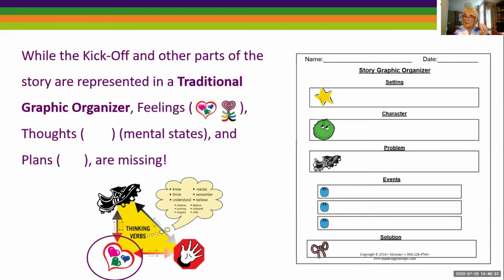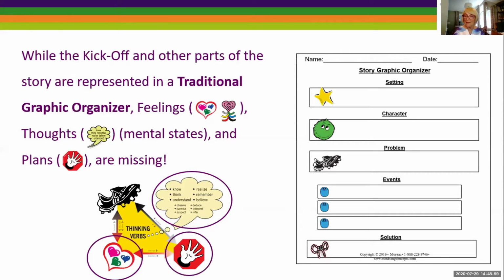So one of the things with the critical thinking triangle components added by the story grammar marker is that we have feelings both right after the kickoff for the motivation and right after the consequence for the little analysis of what happened. We have thoughts or mental states, which, as Sheila said at the beginning, are typically in the microstructure area. We're looking for them in sentences, but unless we think that way, we're not going to have them in our sentences. And then plans. So these things are missing in a traditional graphic organizer.